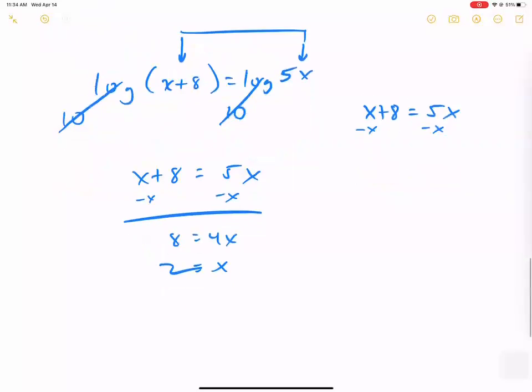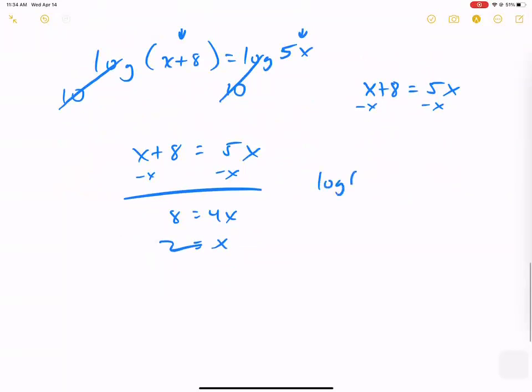And let's go ahead and plug it back in. If I say log of 2 plus 8, does that equal log of 5 times 2? Yeah, because they're both going to be log of 10.